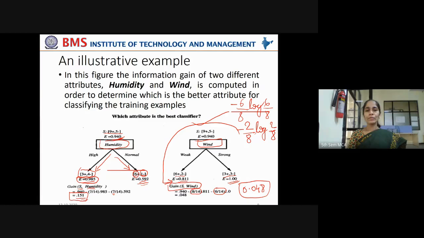Students, which one is having higher information gain? Humidity or wind? Which one is having higher information gain?